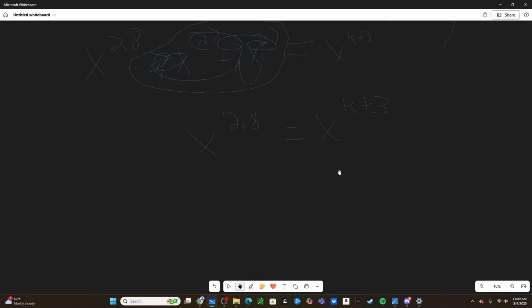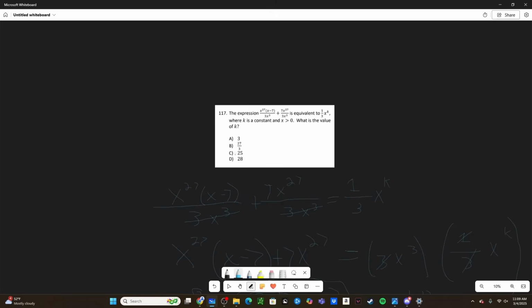And when we have this same base, what we can actually do is just cross out the base and say 28 is equal to k plus 3. And so 25 is equal to k. Let's go up, and our answer is going to be C, 25.